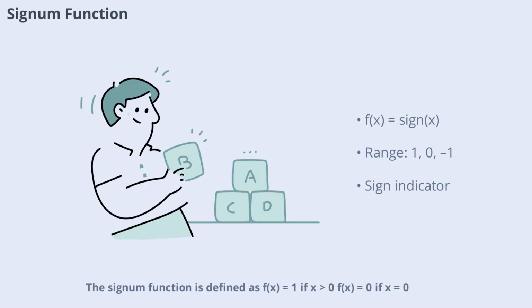The signum function is defined as f(x) equals 1 if x is greater than 0, f(x) equals 0 if x equals 0, and f(x) equals negative 1 if x is less than 0. Its domain is R and its range is negative 1, 0, 1. This function tells us the sign of a number, which is useful in many mathematical contexts.